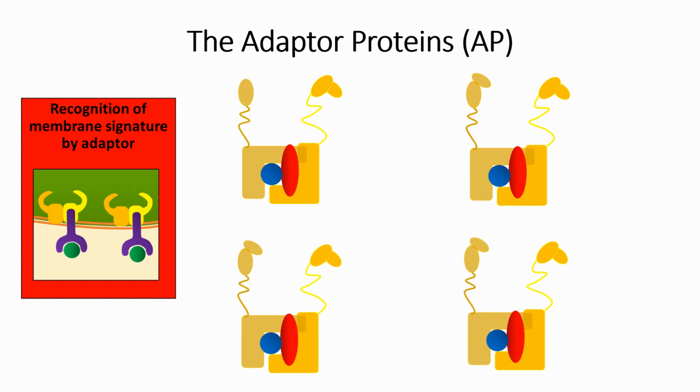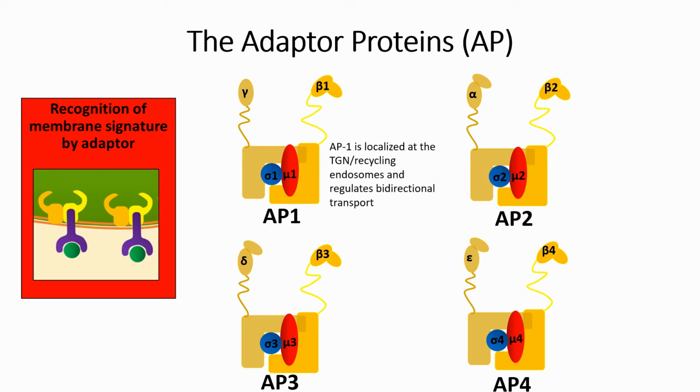So far, 5 members of tetrameric adapters have been discovered. Note that the gamma appendage domain in AP1 complex has only one subunit. AP1 is localized at trans-Golgi network and recycling endosomes and regulates bidirectional transport. AP2 is responsible for endocytosis of cargoes from the cell surface.